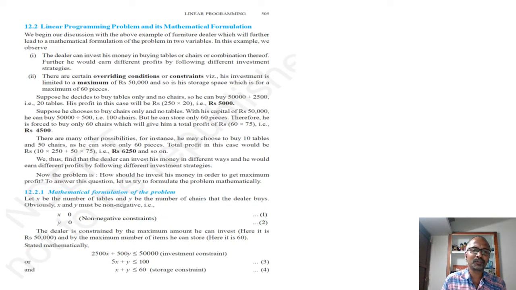So obviously x is greater than or equal to 0 and y is greater than or equal to 0. Here greater than or equal to is there. So this is the first condition, a very simple condition, stating that x is greater than or equal to 0, y is greater than or equal to 0, which are called non-negative constraints. We will name it as non-negative constraints. Going through the problem, one table is taken as x and chair is taken as y, correct?